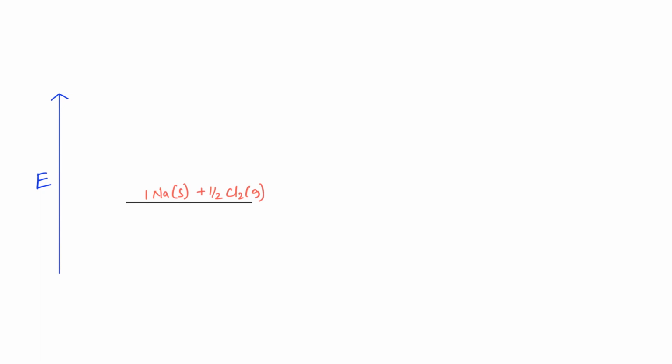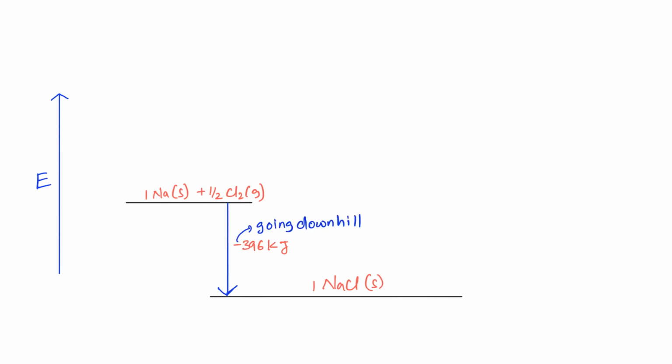When these reactants react to form 1 mole of solid sodium chloride, which is the product, 411 kilojoules of energy is released. Therefore, the 1 mole of solid sodium chloride sits 411 kilojoules below the reactants of the reaction. The negative sign represents we are going downhill in terms of the energy.